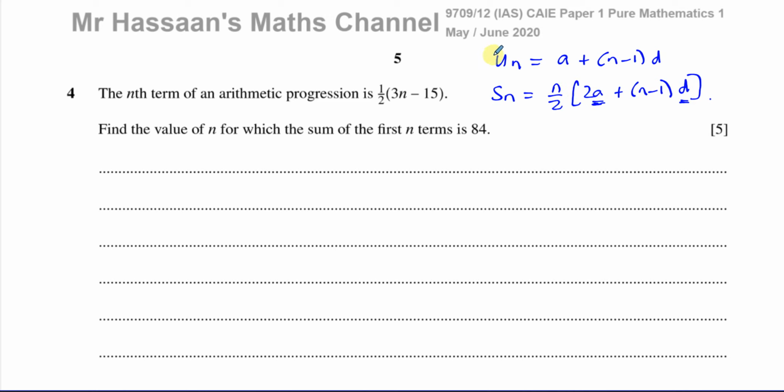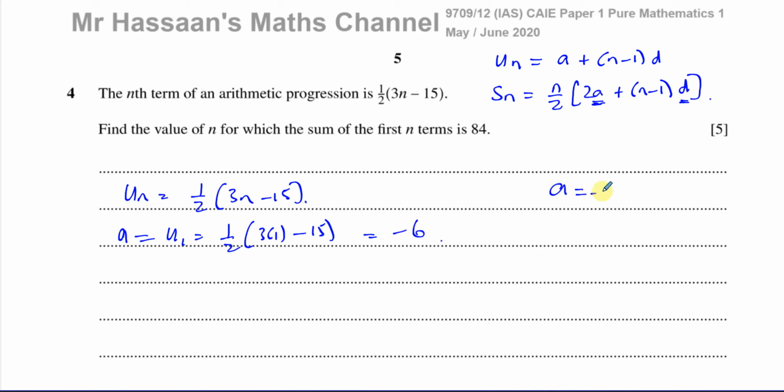Well, yes, we can, because we know the nth term is given by a half times 3n minus 15. We can use this to work out the first term. a is the first term, which is basically u1, when you put 1 instead of n. So it's going to be a half times 3 times 1 minus 15, which is a half times 3 minus 15. Now 3 minus 15 is minus 12. Half of minus 12 is negative 6. So we know the first term is negative 6.